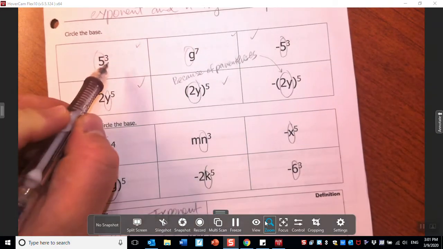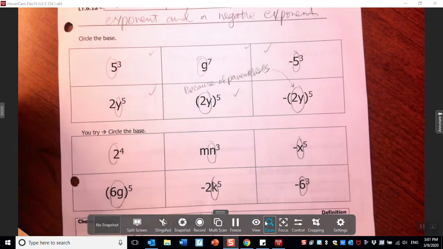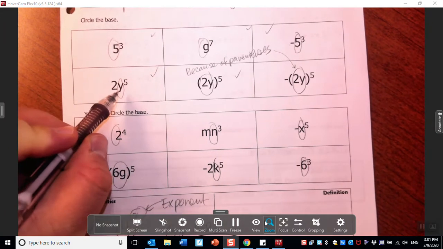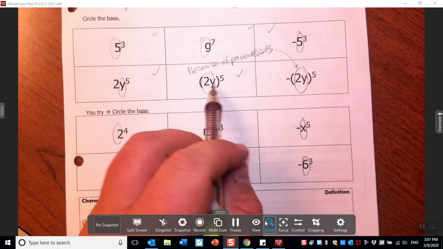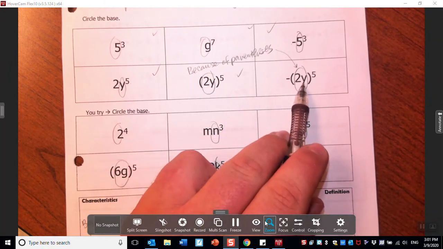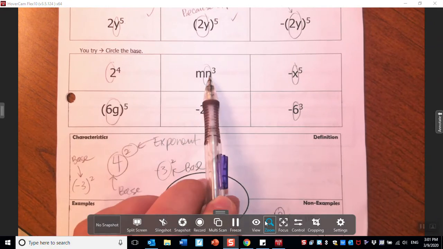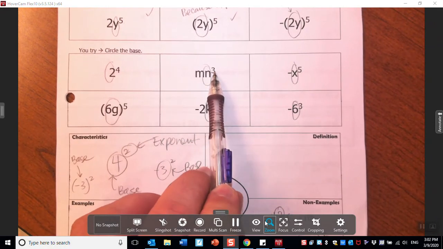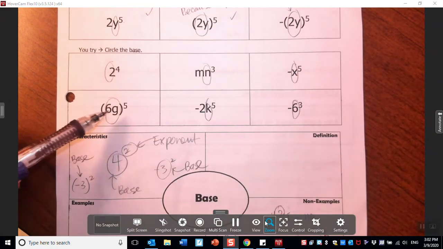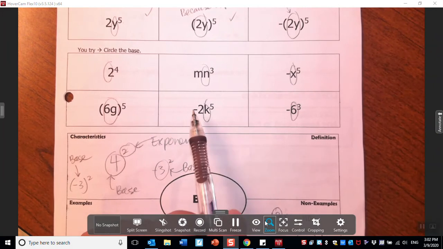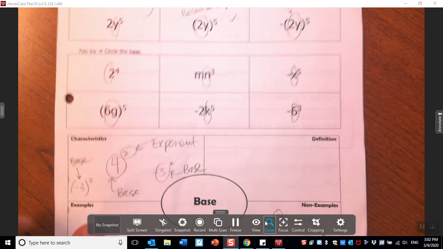The exponent is the little number that's up, above, and to the right, so that is also not the base. The Y here is the base, not the 2, not the 5. If it's in parentheses, then that's the base. So if you circle all the bases, you should get 2, the N, not the M, the 3, the X, not the negative or the 5, the 6G, the K, not the negative 2, and the 6, not the negative, okay?